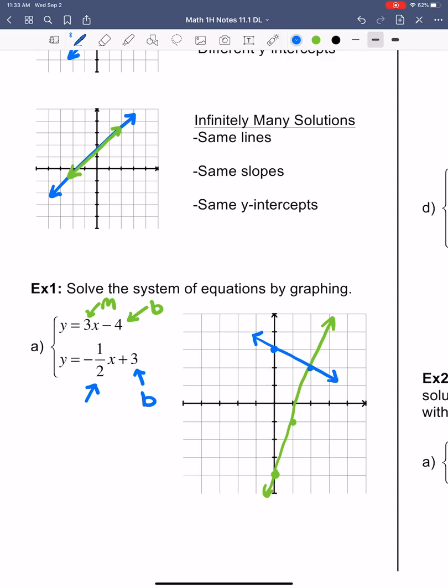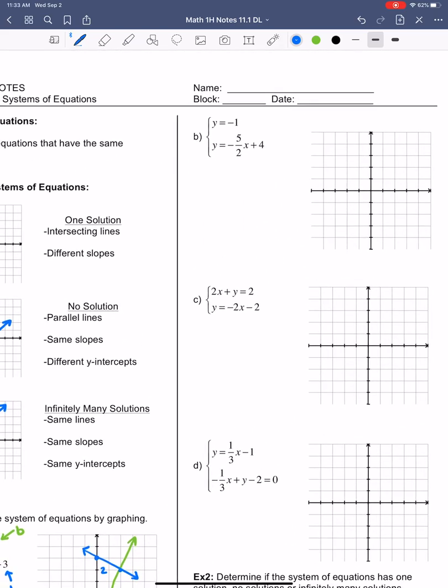And remember, that's going to be my solution. And so this has one solution because they intersect. So one solution, and I need to name that solution as an xy ordered pair here. It's at 2, 2. So x, y, in this case 2, 2. And so that would be my solution for this system of equations. We'll keep going here to the next one.